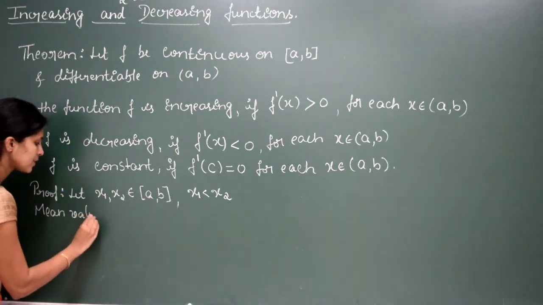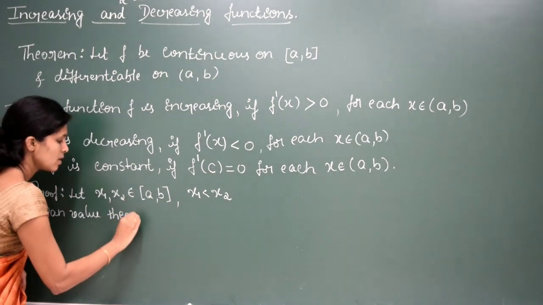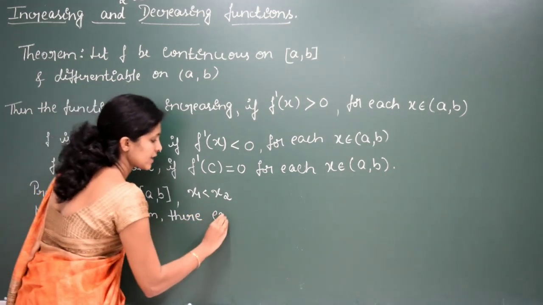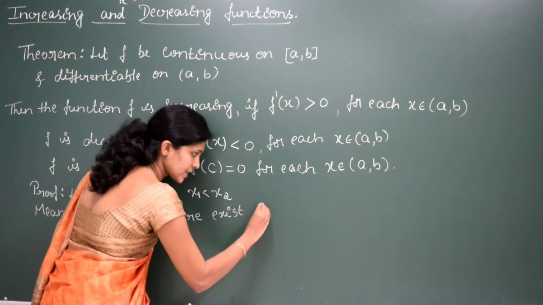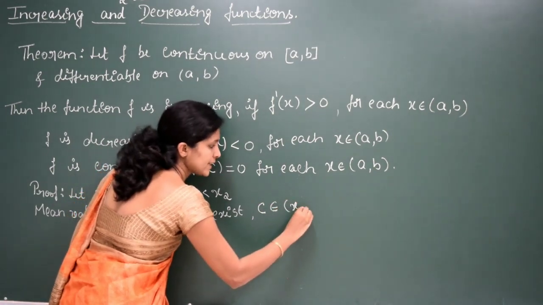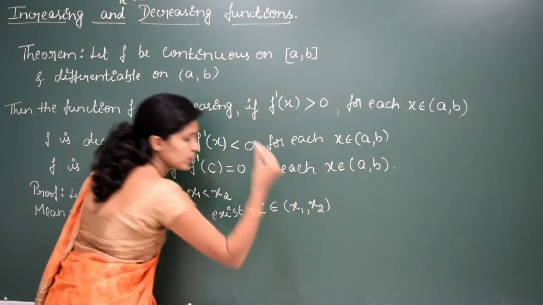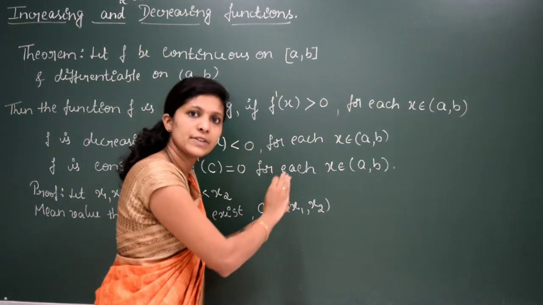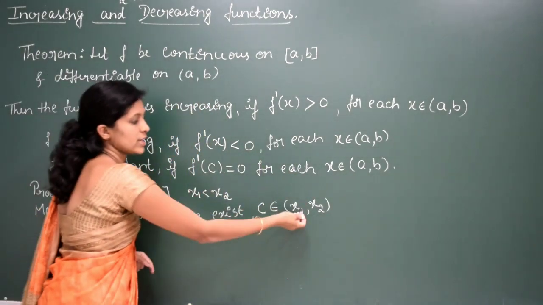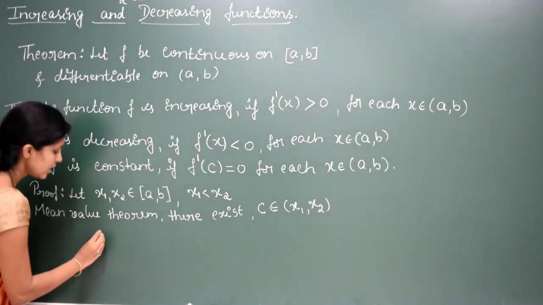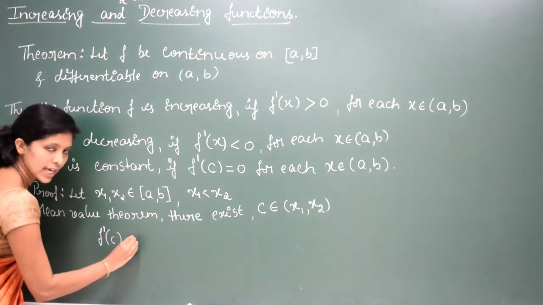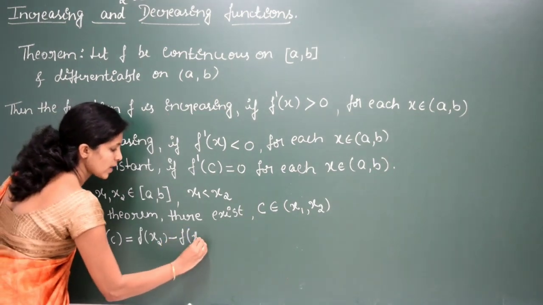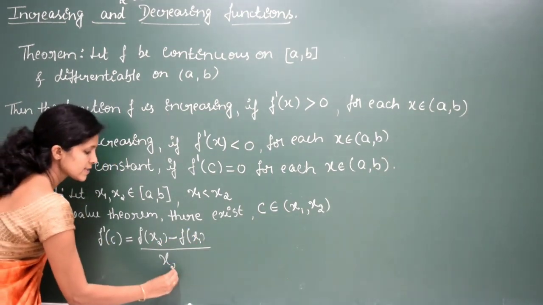What is the mean value theorem? There exists one constant c which belongs to the open interval x1 comma x2. I hope you remember this one. Such that we can write f dash of c is equal to f of x2 minus f of x1 divided by x2 minus x1, right?